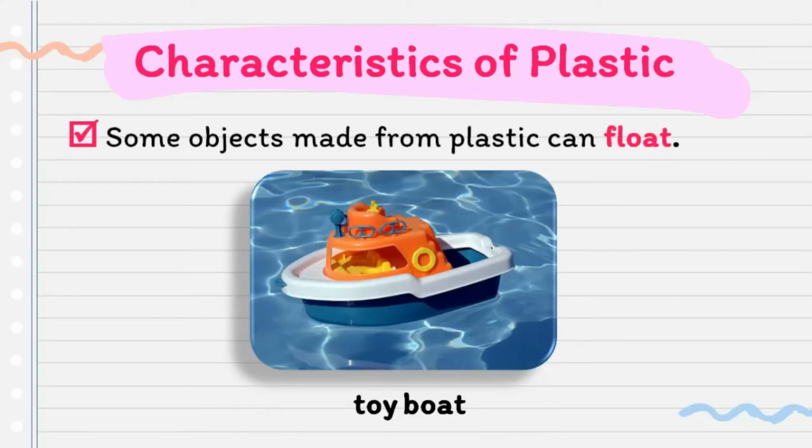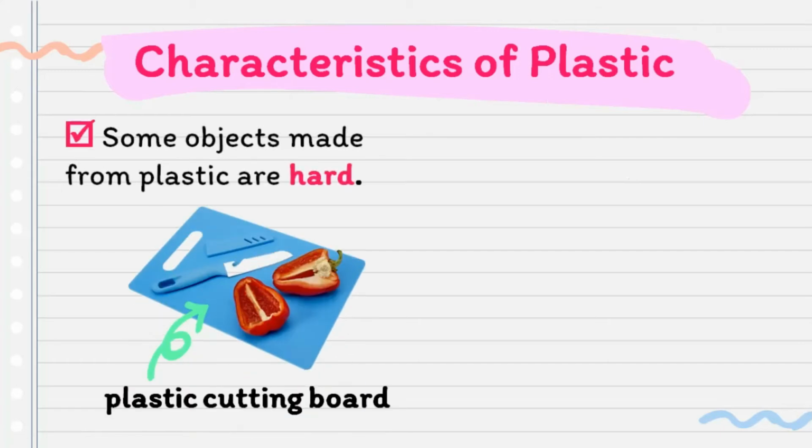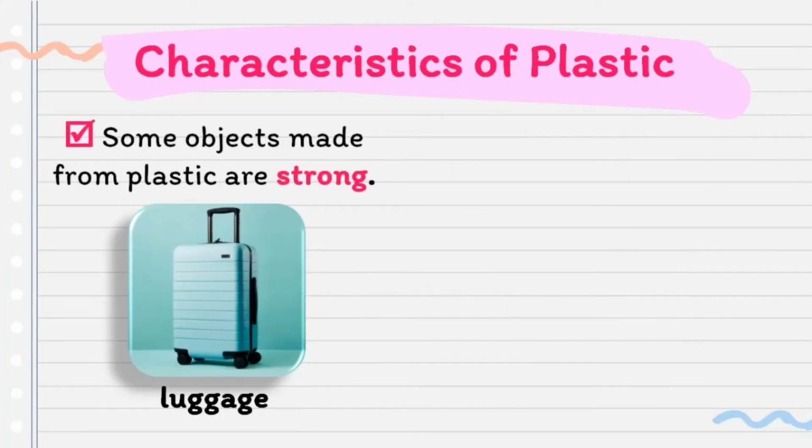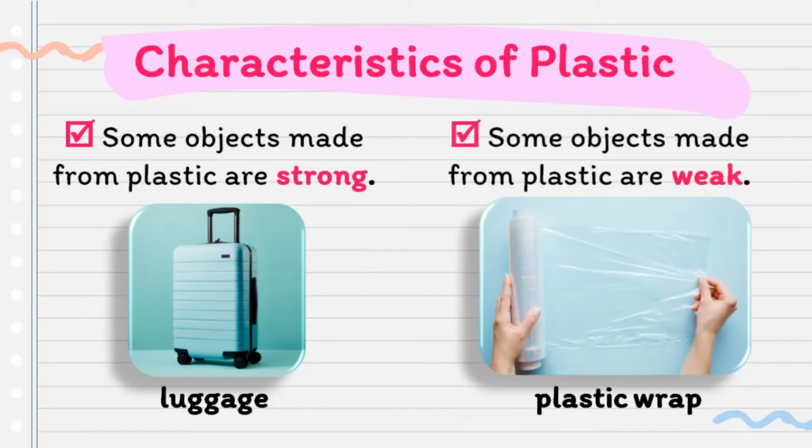Some objects made from plastic can float. Some objects made from plastic are hard. Some objects made from plastic are soft. Some objects made from plastic are strong. Some objects made from plastic are weak.